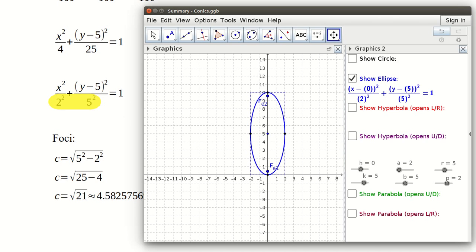The center up there at x equals 0, y equals 5. The horizontal offset 2, taking us to our left and right vertices. The vertical offset 5, taking us 5 units up from the center and 5 units down. And then the foci, about 4.58 units up from the center. That's really close to that vertex. And 4.58 units down.